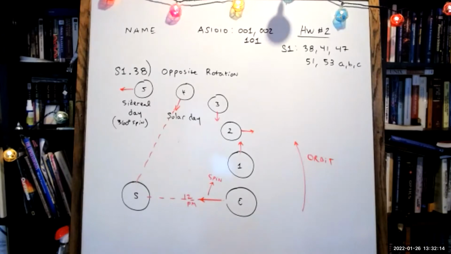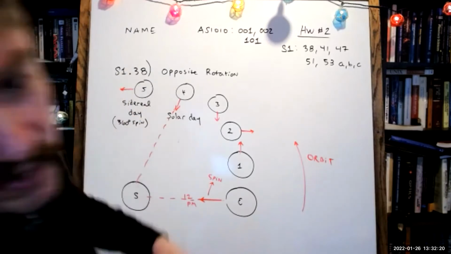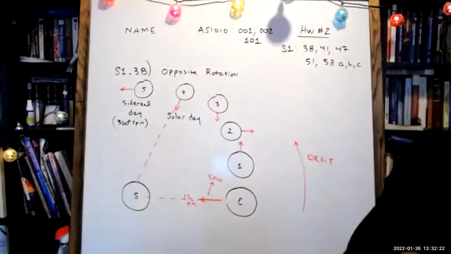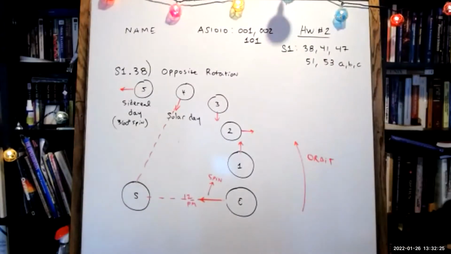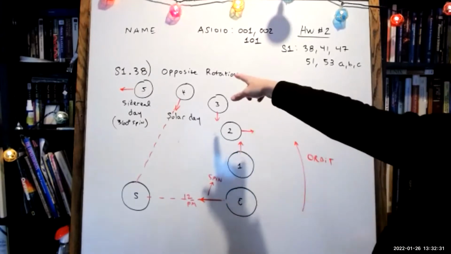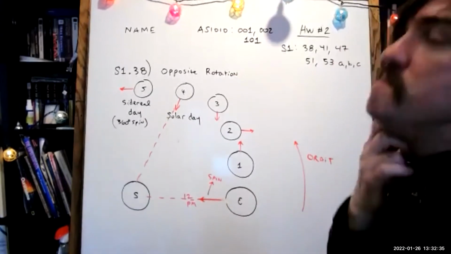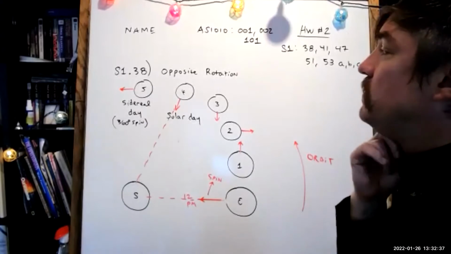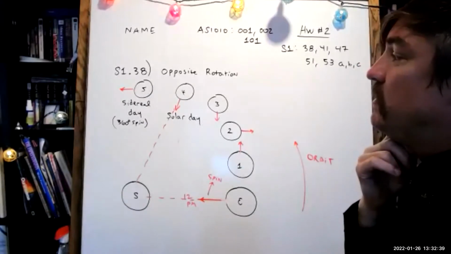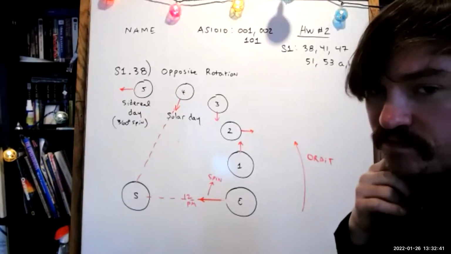How does this answer our question? This diagram better be included in your answer, by the way, so be writing that down. So the solar day isn't longer than the sidereal day if there was opposite rotation. Bonus points. Who's talking to me right now? Cole, can you tell me how long the solar day would be?